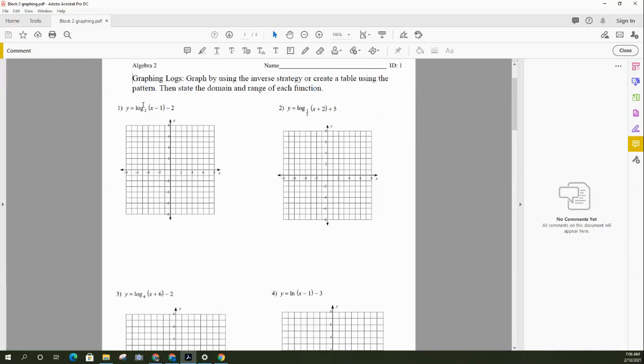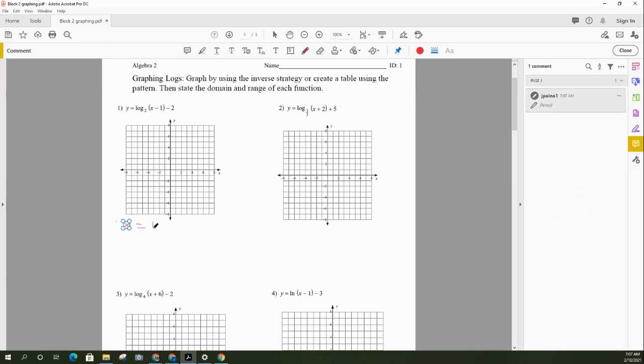All right, so I'm going to go over the graphing logs worksheet here. I'm going to do the first few by finding the inverse, and then we'll use the pattern after we do a couple with the inverse. So number one here, I want to find the inverse, so we know we're going to switch x and y.